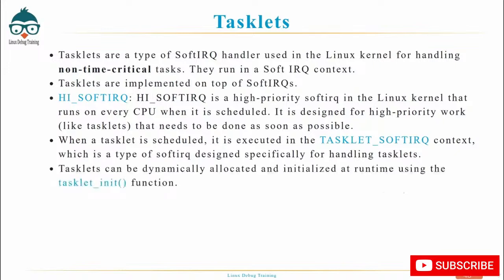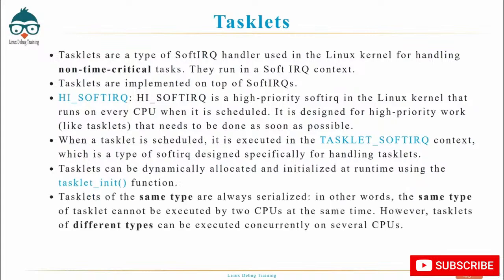Tasklets can be dynamically allocated and initialized at runtime using the tasklet_init function. Tasklets of the same type are always serialized. In other words, the same type of tasklet cannot be executed by two CPUs at the same time. However, tasklets of different types can be executed concurrently on several CPUs.